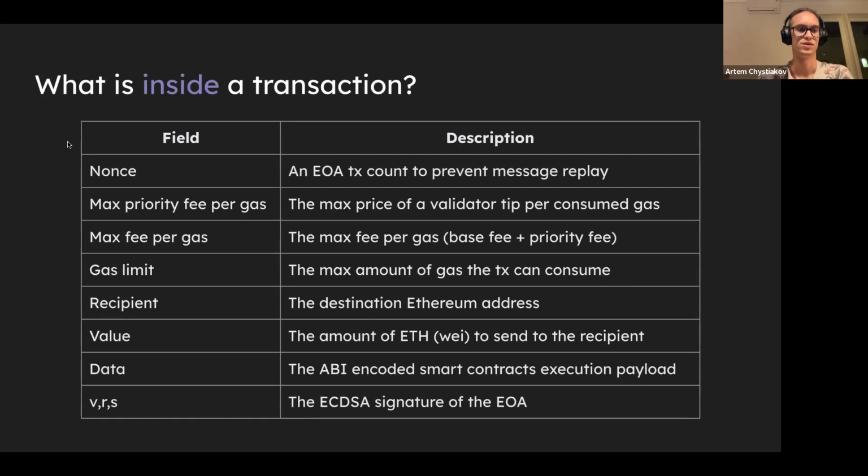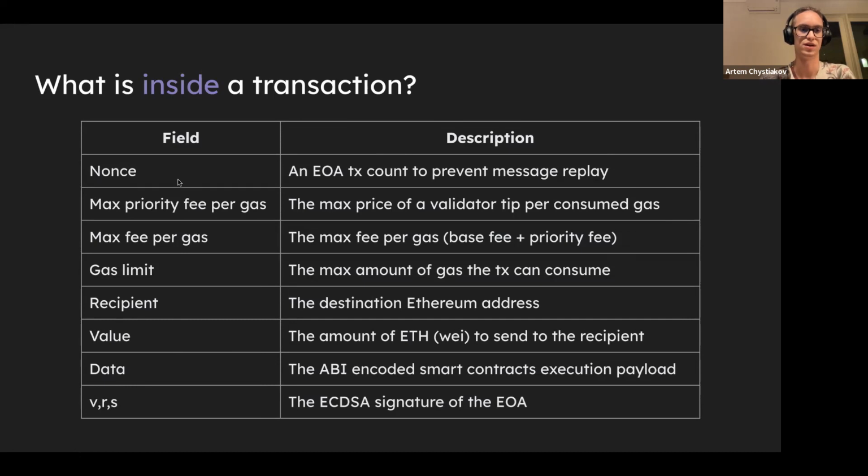Okay, so what is inside an Ethereum transaction? First of all, there are a lot of fields, and in order to construct the transaction, every field has to be specified and then encoded and signed. When the transaction is signed, it is sent to the node, and the node verifies that the signature is valid, and that is how it understands who initiated the transaction.